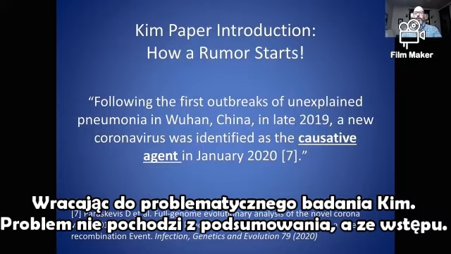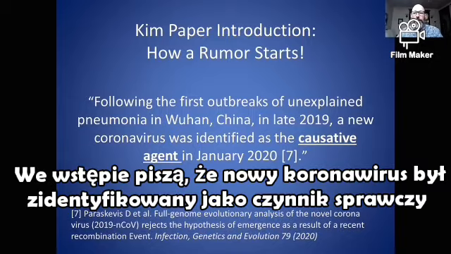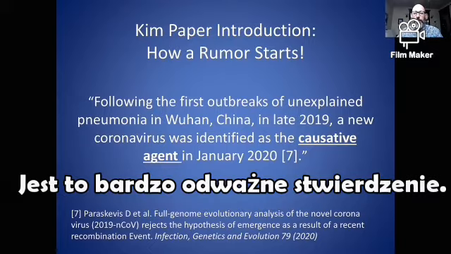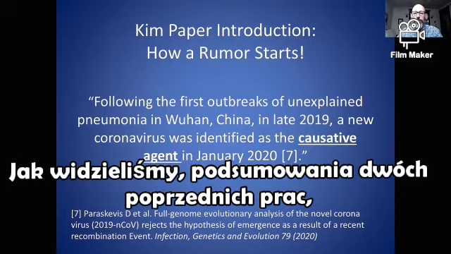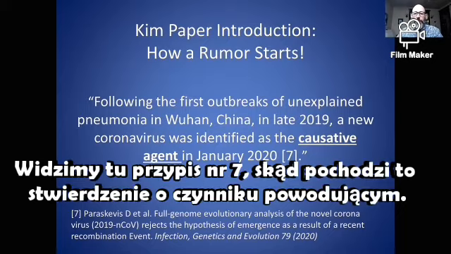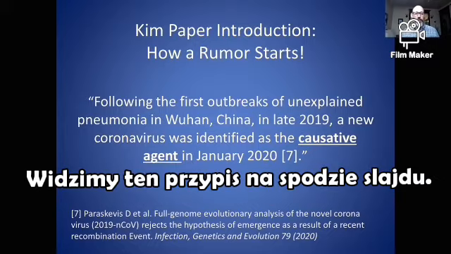But back to the Kim paper, because the Kim paper has something really problematic. This doesn't come from the conclusion, it comes from the introduction section. In their introductory section, they said basically that a new coronavirus was identified as the causative agent of this unexplained pneumonia in January 2020. Now, this is a very bold statement. As you saw, the conclusions of the other two papers, which came before this, didn't make any such statements based on their research. This is reference number 7, where this declarative statement about it being a causative agent comes from. That reference is listed at the bottom of this slide.